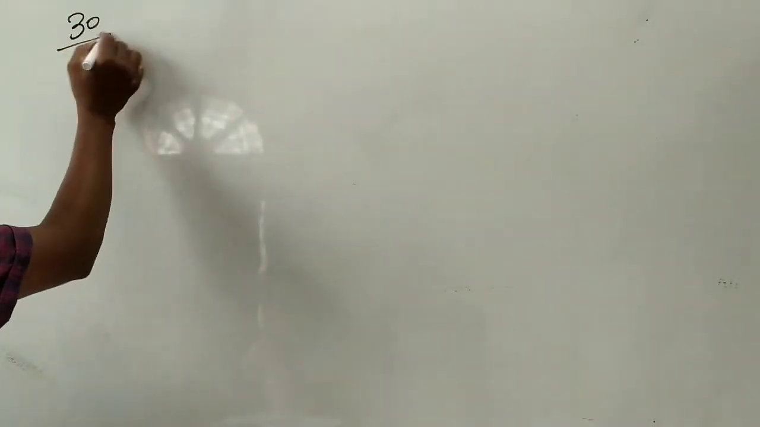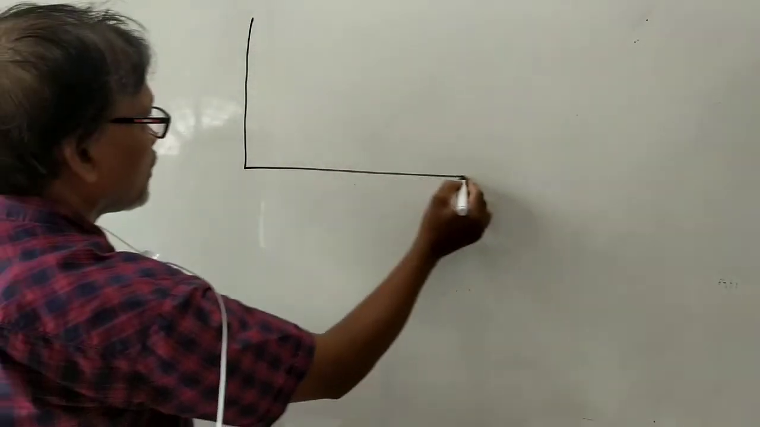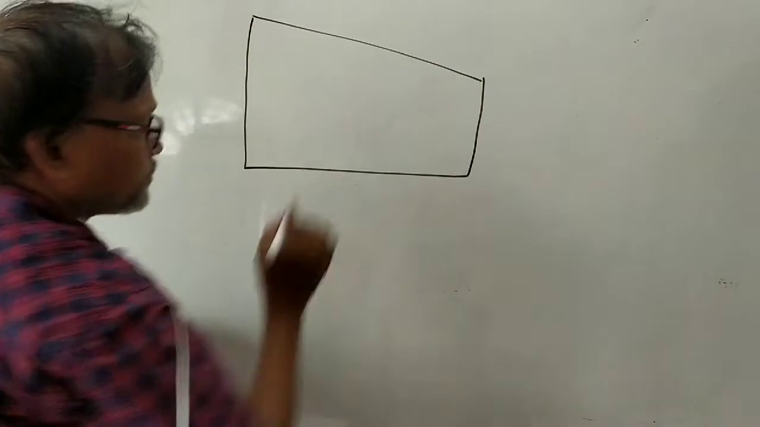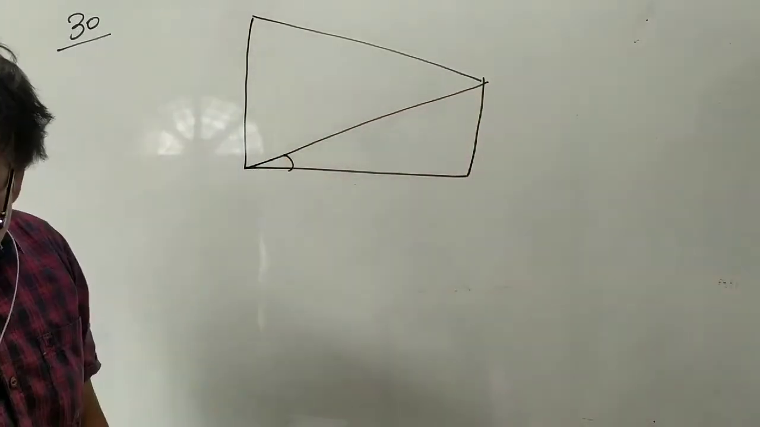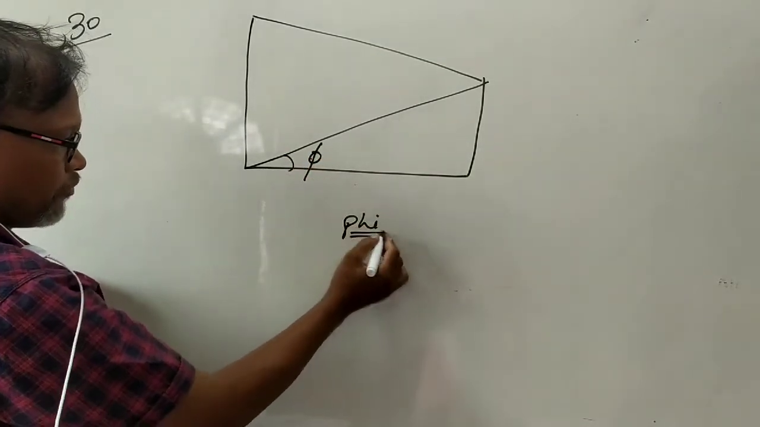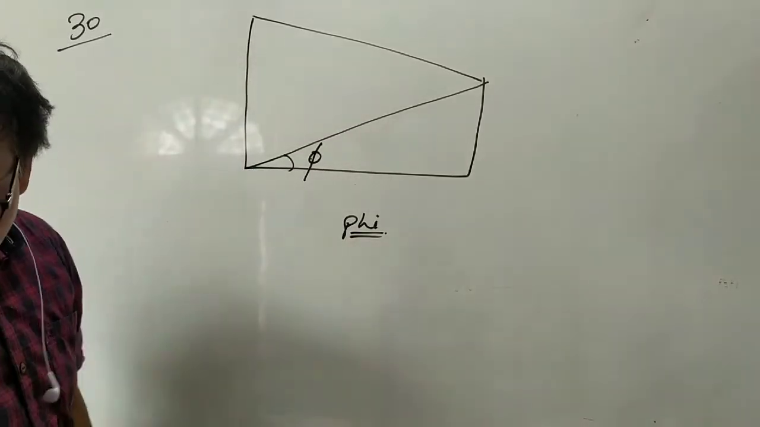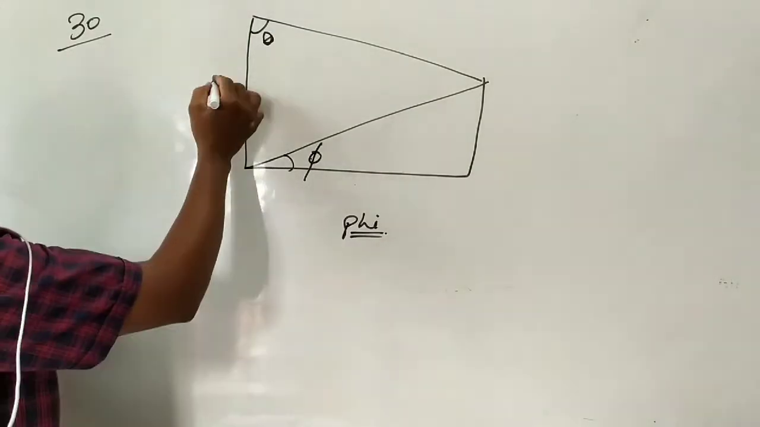Now I tell you one more question in which the students face the problem, like question number 30. In this question a figure is given like this, and this is joined by this way. This is angle phi, इसको phi बोलते हैं, मतलब PHI, phi. And then one more angle is given. This angle is theta, and this length is 14.